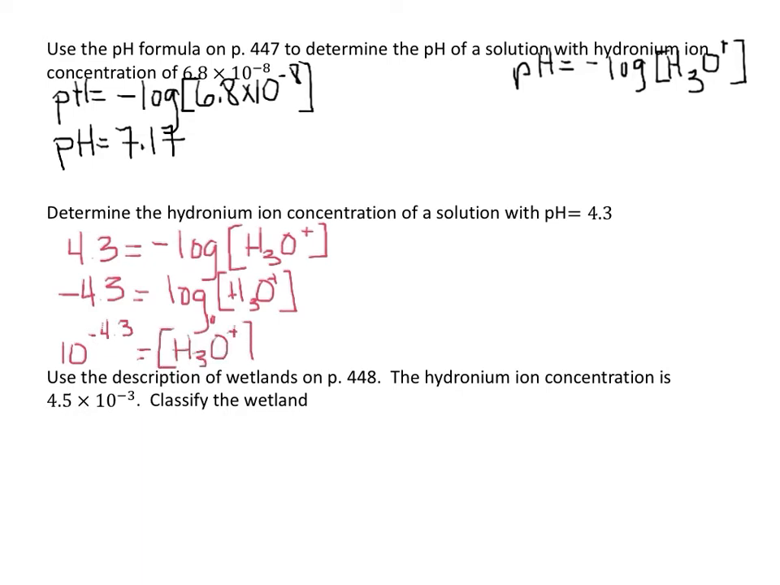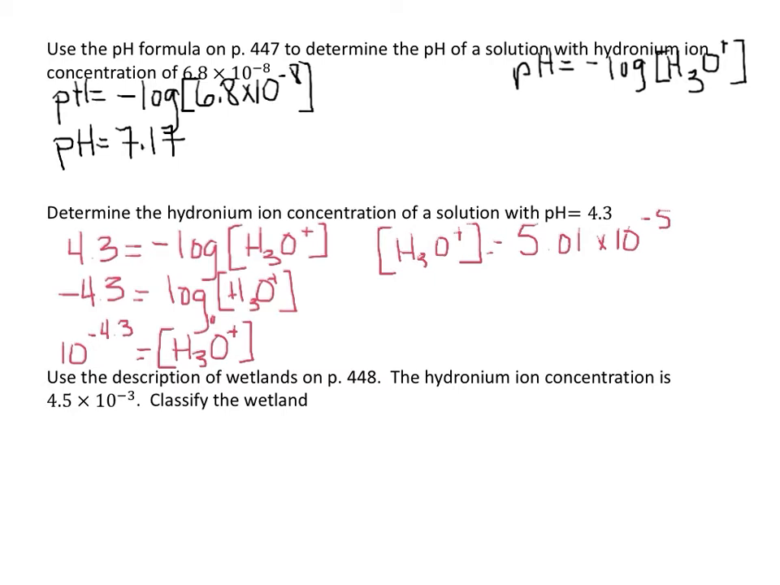Now, this really isn't the way that we give an answer, so we'll actually plug this into the calculator to get a better answer. And when I do that, I actually get the concentration of ions is equal to 5.01 times 10 to the negative 5th power.